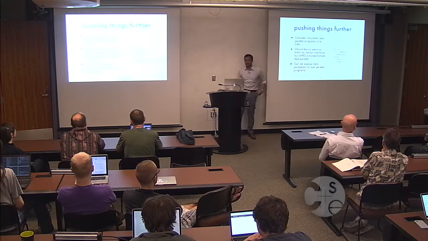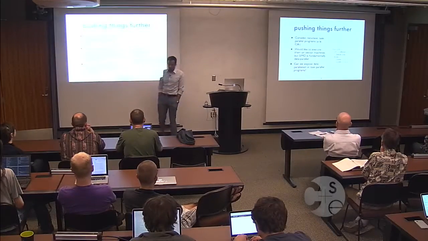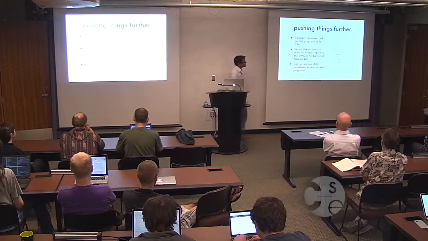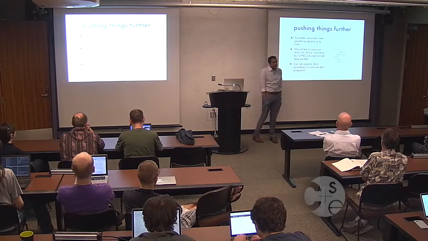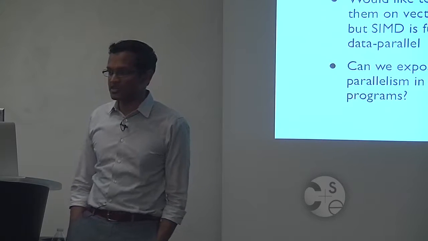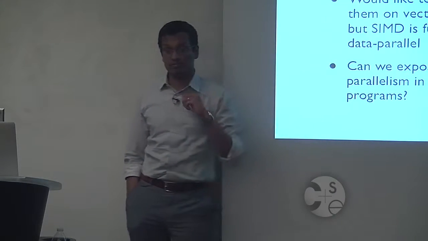So we want to execute these things on vector machines, because Silk was designed for multi-core processing. It's great for SMPs, shared memory multiprocessor machines. But now we have all these machines that have SIMD, and it's basically free parallelism sitting there for the taking. So we want to be able to run these kinds of programs on SIMD if we can.